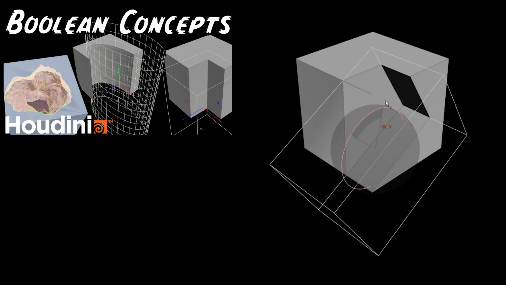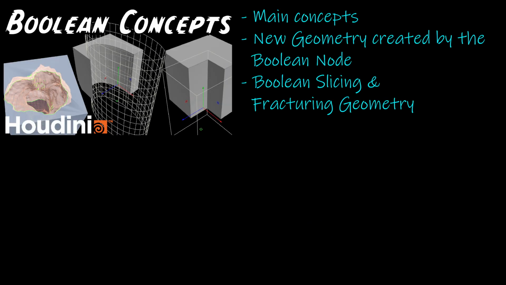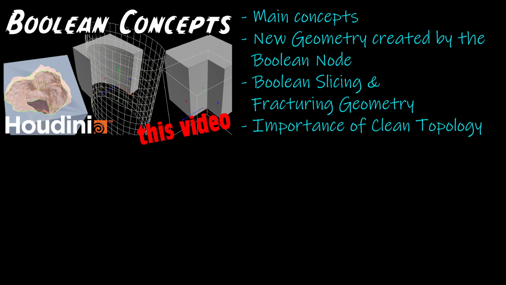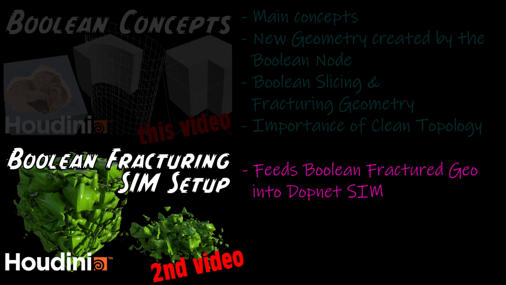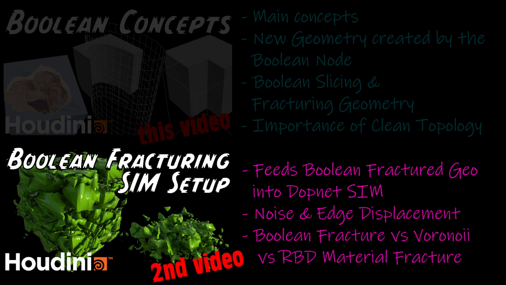This is a two-part video on concepts from the Boolean node. This video focuses on main concepts of the Boolean node, where I demonstrate different Boolean operations and point out the importance of clean topology. The second video is a direct continuation from this one, completing the demonstration by feeding the Boolean fractured geometry into a .NET simulation, and I also compare the Boolean fracturing against other methods.